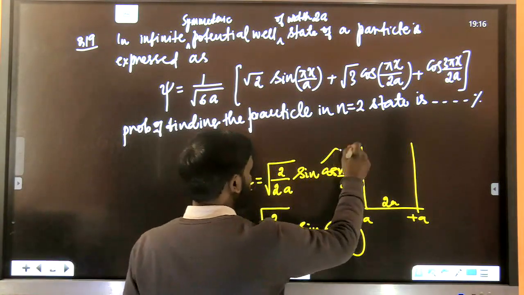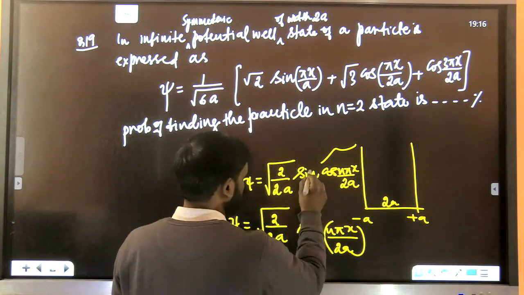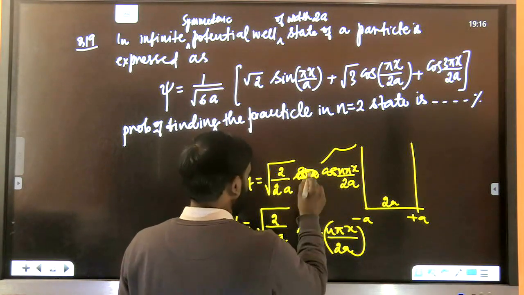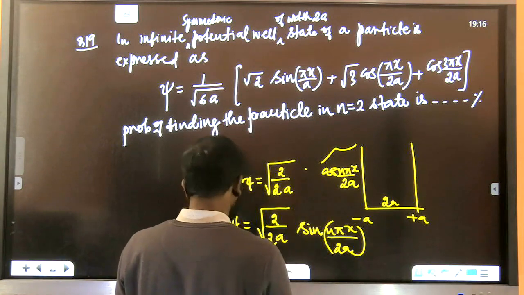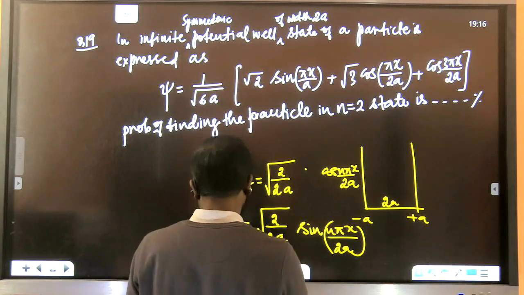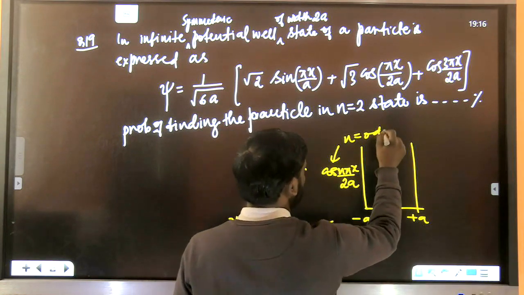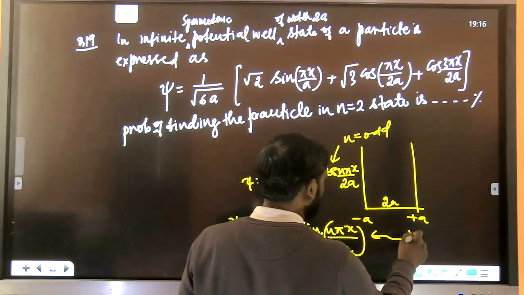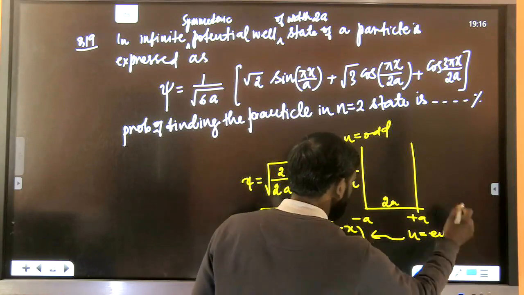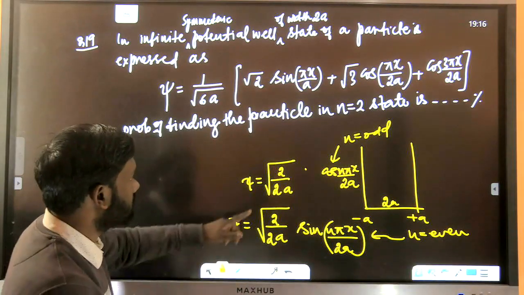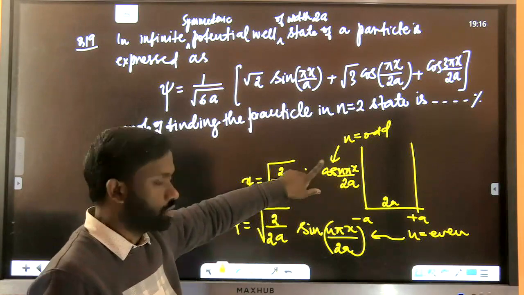Okay, but here, sorry, I wrote it twice. There is no sine term here. There is cosine only. So in this case, you have n odd, and here we have n even integer. So n equal to 1 actually corresponds to the ground state for this case.